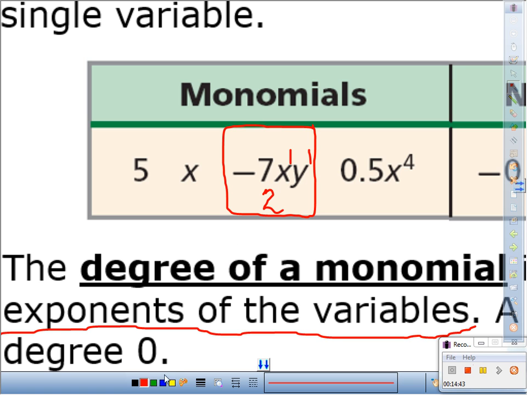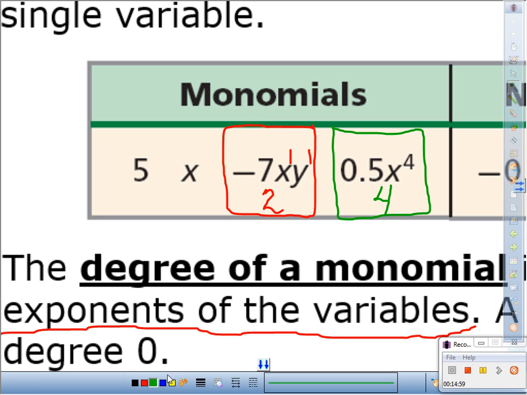Okay. How about, look at this one. How many variables do you see? Just one. What is the exponent? So this is fourth degree. To find the degree of a monomial, you add the exponents of the variables.